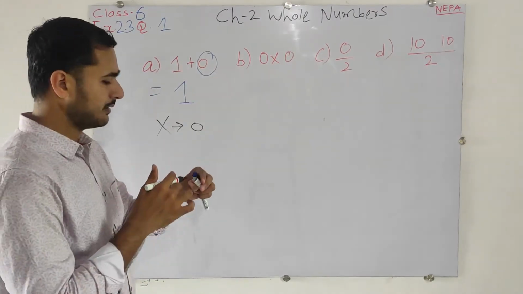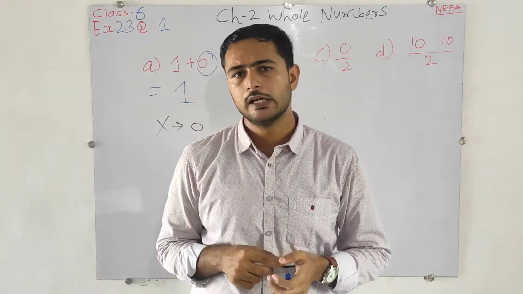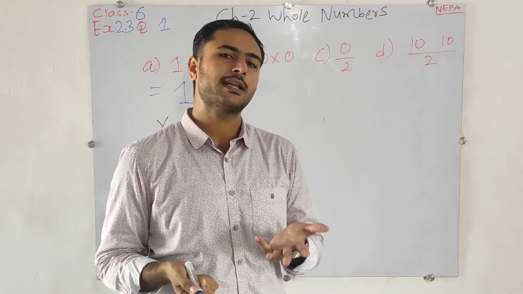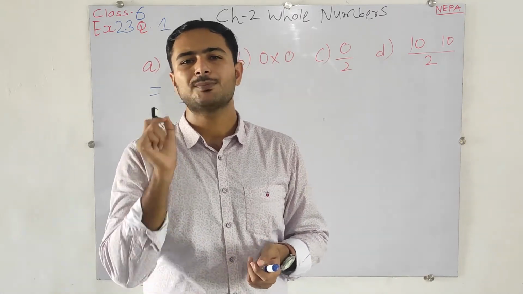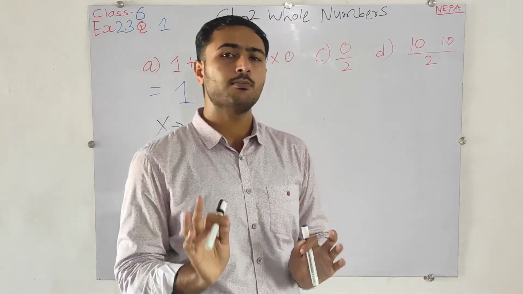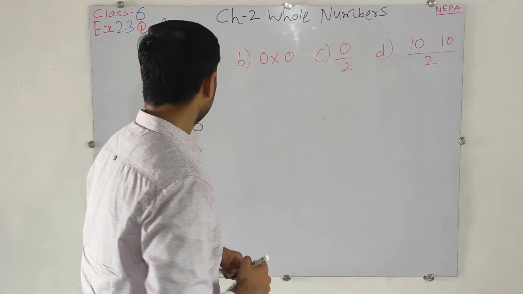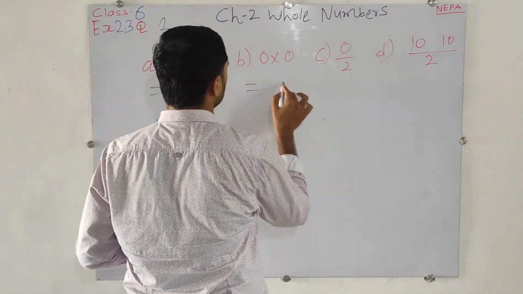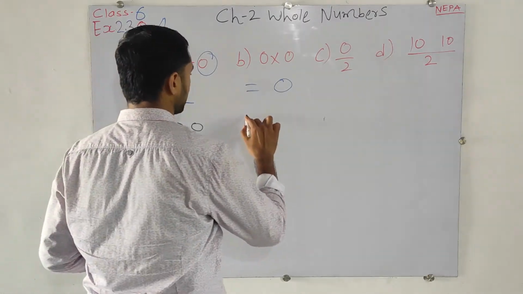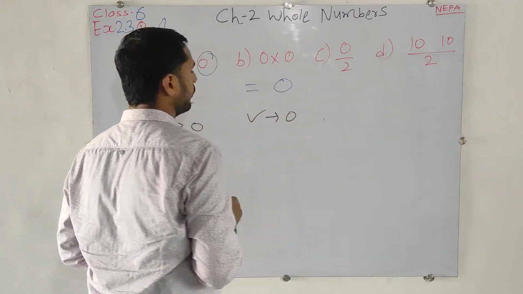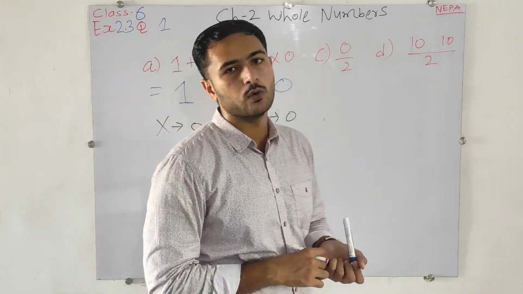Now the second one, B, 0 multiplied by 0. This is something really different. 0 multiplied by 1 we can do, 0 multiplied by 2 we can do. But I just told you that 0 multiplied by anything is always 0. Remember that. 0 multiplied by 1 lakh is 0, 0 multiplied by 5 lakh is 0. So here 0 multiplied by 0 is also 0. It means yes, the second one represents 0. Now the third one, 0 divided by 2.